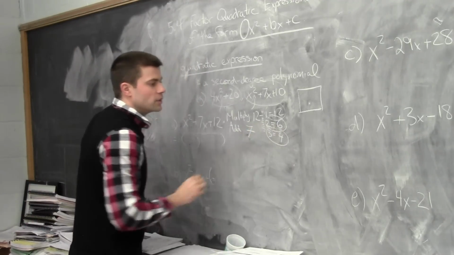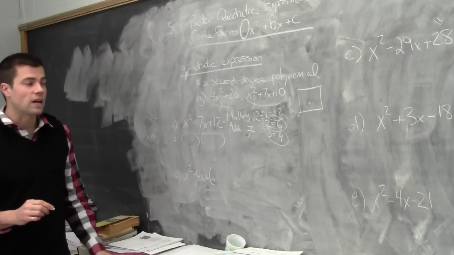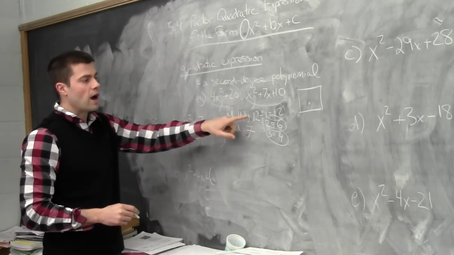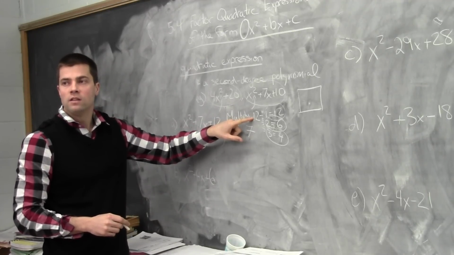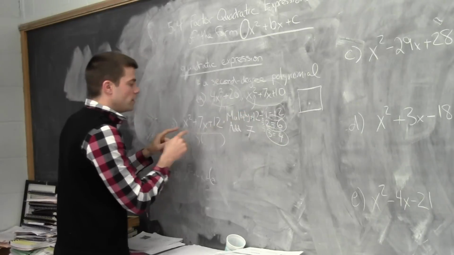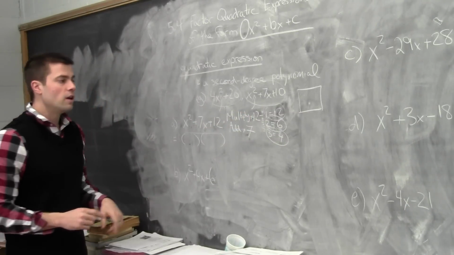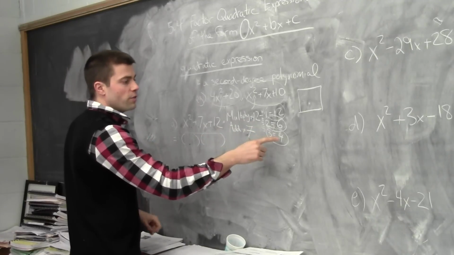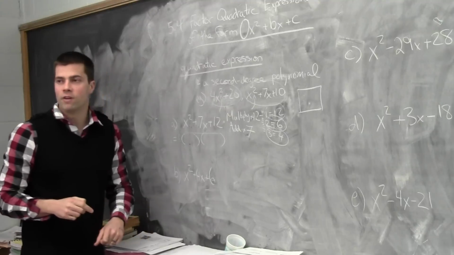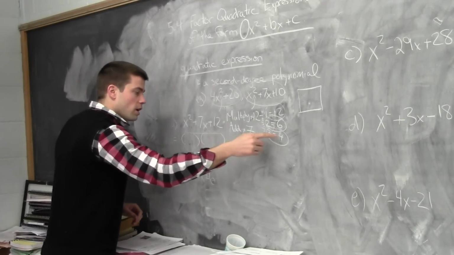Now I look at my numbers. Can I use 3 and 4 to make 7? Yes, I can. I can just add them up. One of the keys to this method, though, is you have to maintain the sign of the numbers. This is positive 12, and this is positive 7. That's very important, as you'll see later. Can I use positive 3 and positive 4 to make positive 12 when I multiply and positive 7 when I add? Yes. So my two numbers then are 3 and 4.